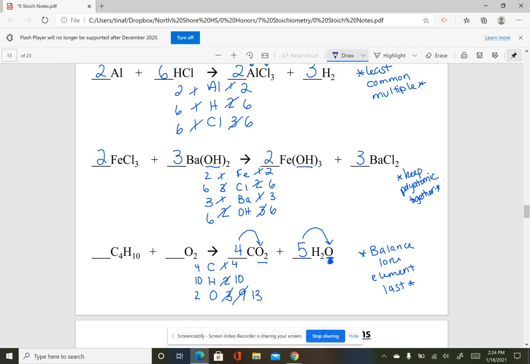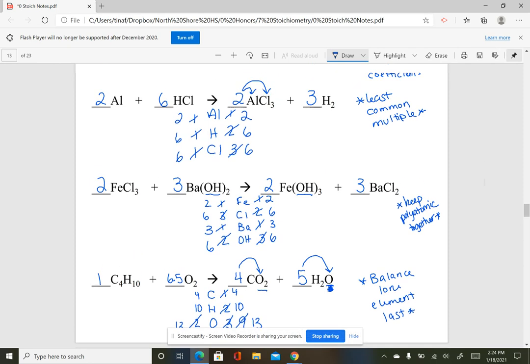All right, so now here's my issue, guys. 13 is not an even number. So I'll say, okay, what do I need to multiply 2 by to get it to be 13? I need to multiply it by 6.5. And that gives me 13 oxygens over here. I'm balanced, so I could put a 1 here.